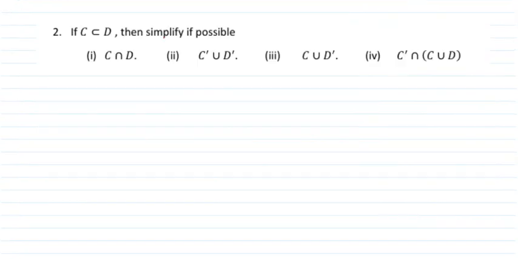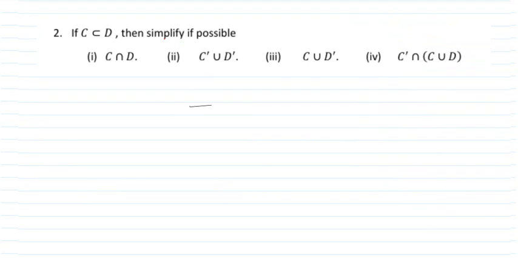All right, then we have a few questions here. So how can we answer these? If C is a complement of D, then find the following. Okay, if C is a subset of D, so it's more like we have a set there.